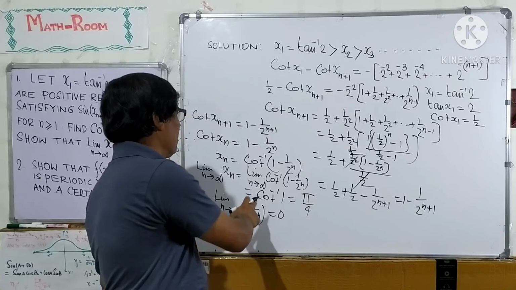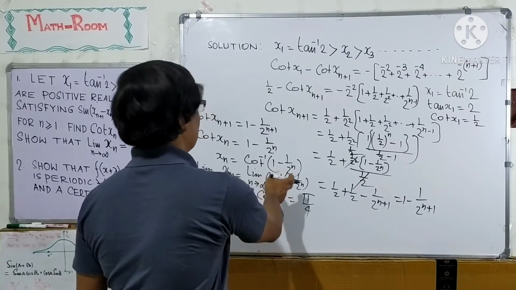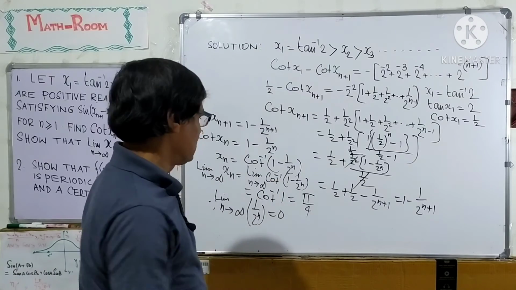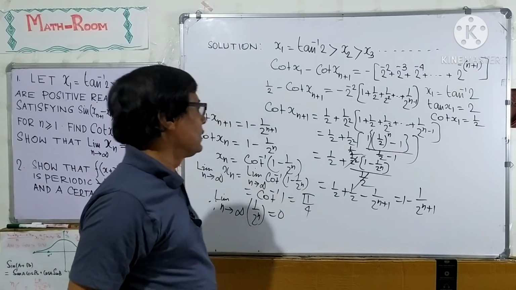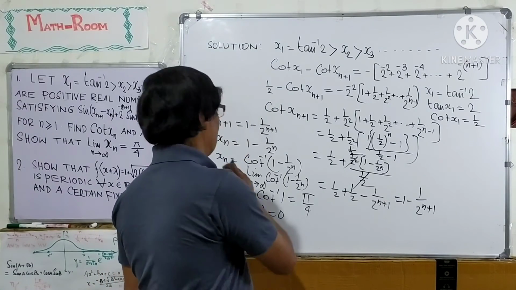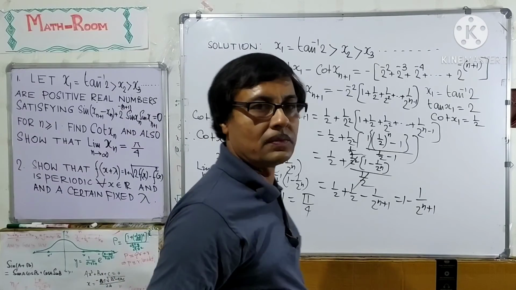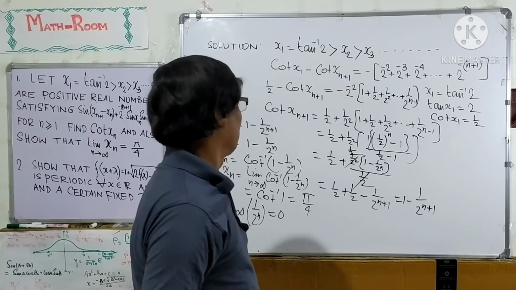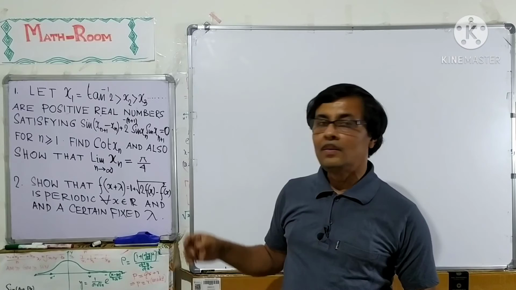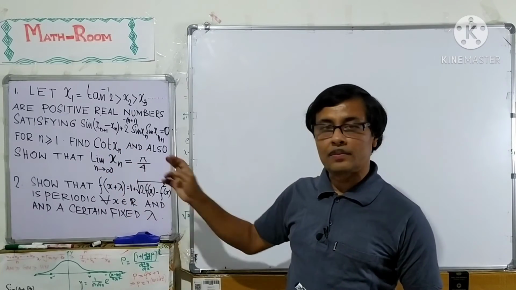The value of 1 over an infinitely large number is 0. So, this limit is cot inverse 1, which is pi by 4. Thus, we have found the value of cot x n. Also, we have proved that the limit as n tends to infinity of x n equals pi over 4. Now, I shall show you the solution of the second problem.